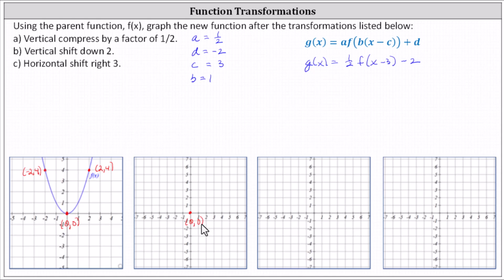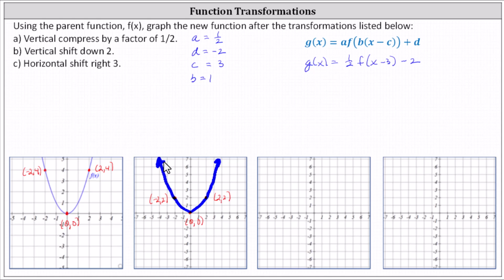However, for the points negative 2, 4 and 2, 4, because 1/2 times 4 is 2, after the compression by a factor of 1/2, we have the points negative 2, 2 and 2, 2. And if we graph the parabola now, notice after the compression by a factor of 1/2, the parabola is more wide, or again, it's been vertically compressed.